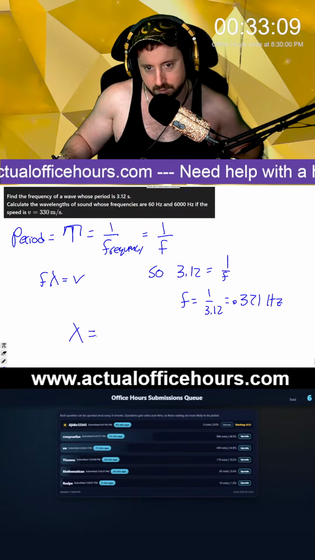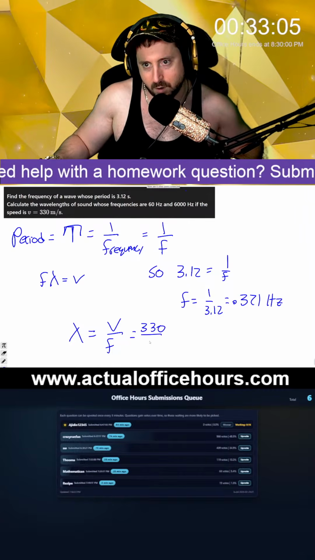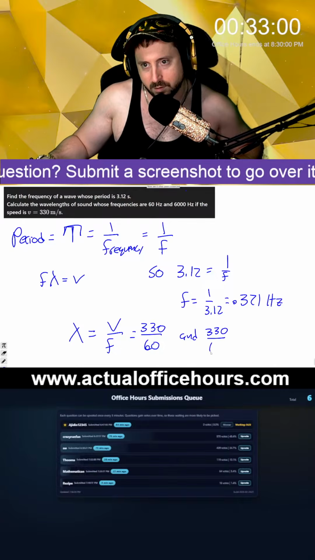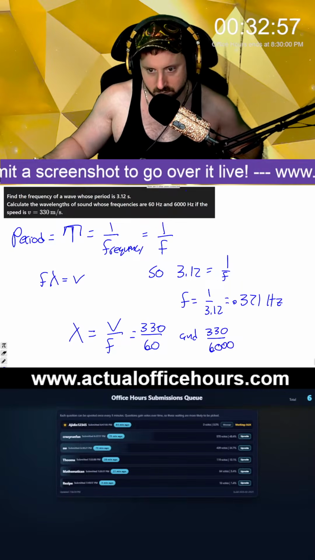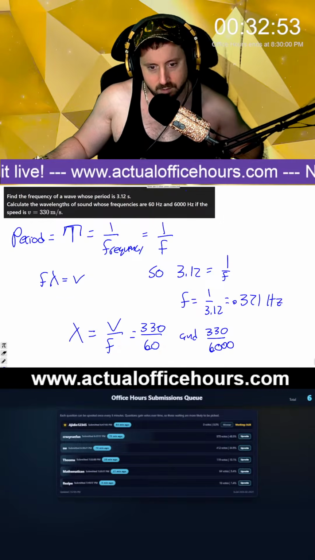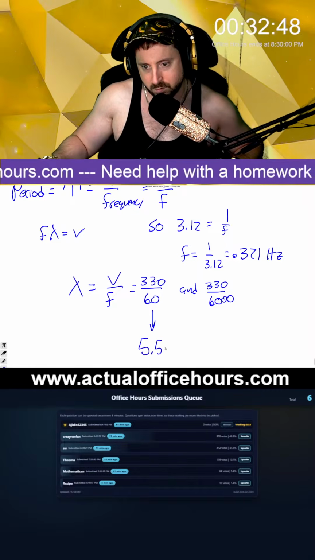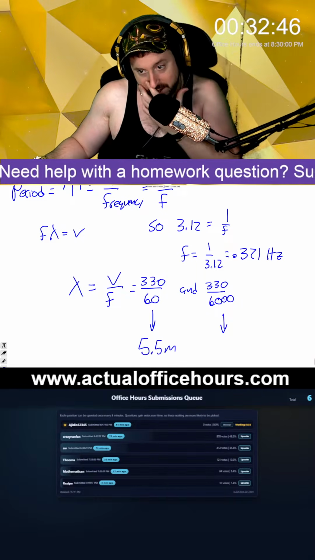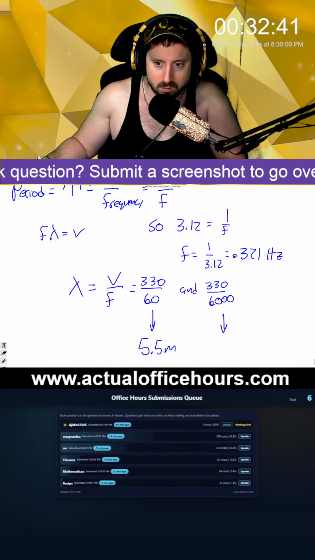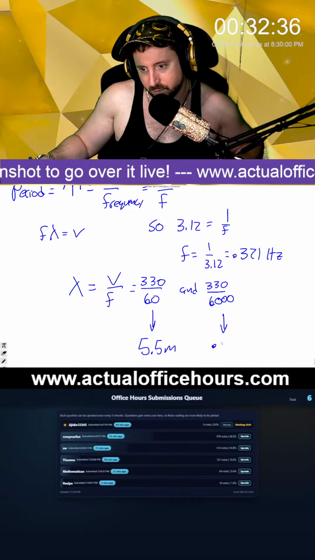Okay, so then wavelength is equal to V over F. So that's going to be 330 over 60. And then the other one is 330 over 6,000. Okay, so then 330 over 60. That's equal to 5.5 meters. And then this one's divided by another 100, I guess, right? 60 to 100. So that's going to be 0.055 meters.